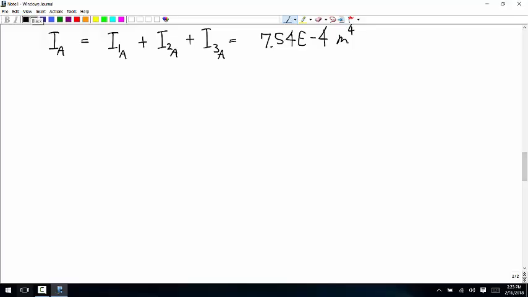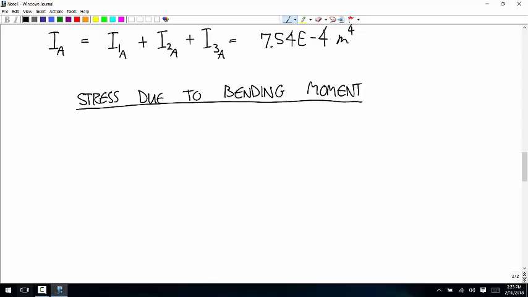Okay, so finally, we're done with the area moment of inertia, and so now the formula for the stress due to the bending moment. So first let's figure out what's causing this stress to occur, because it seems a little weird at first, I think, the way this goes.